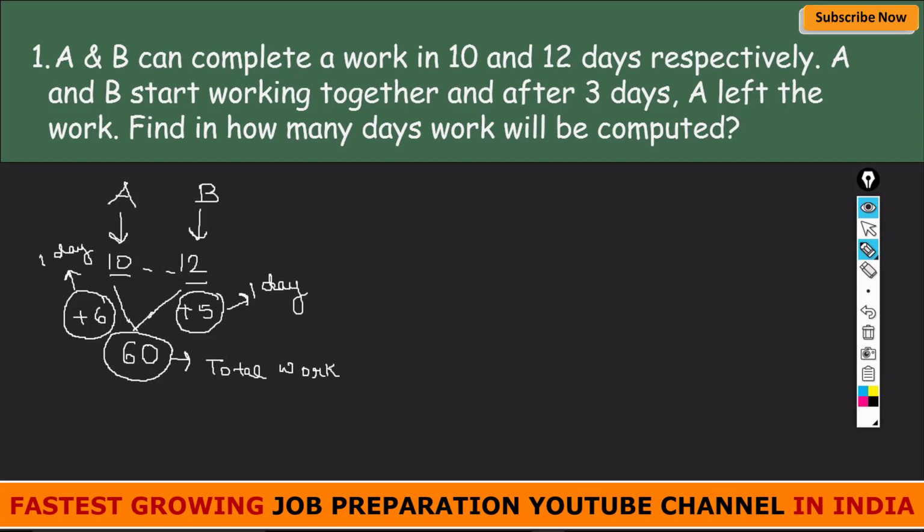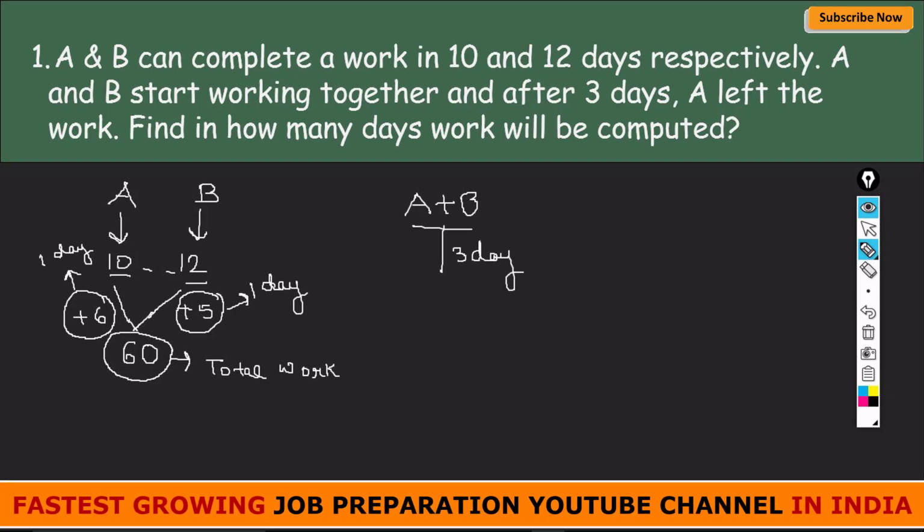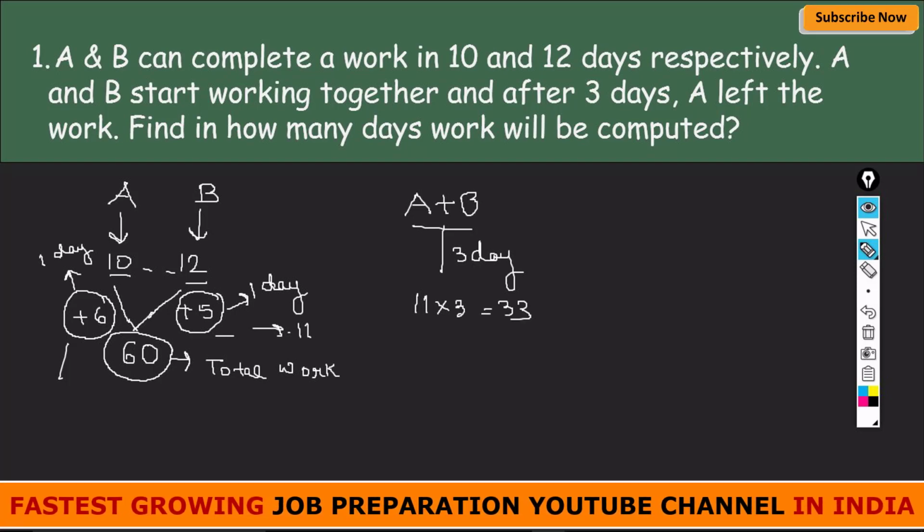So now reading the next part: A and B start working together, and after 3 days A left the work. So here it means for 3 days both of them work. So A and B worked for 3 days. So what will be the 3 days' work? 6 plus 5. So in 1 day, in total, they both can do 11. So 3 days, 11 into 3, that is equal to 33. And we know the total work is 60.